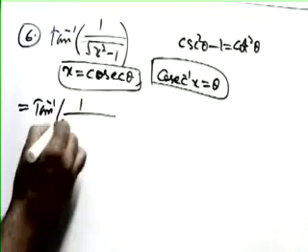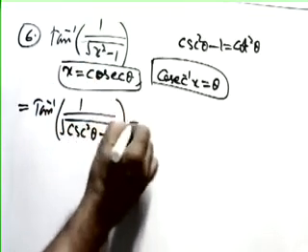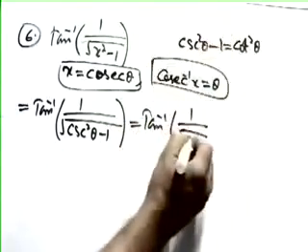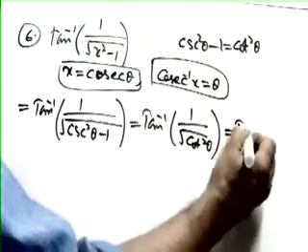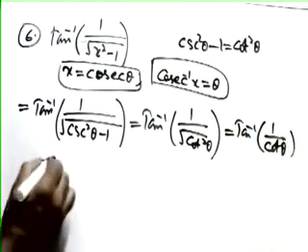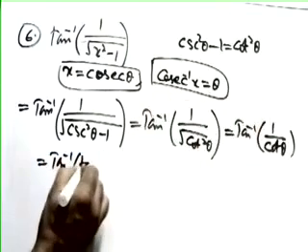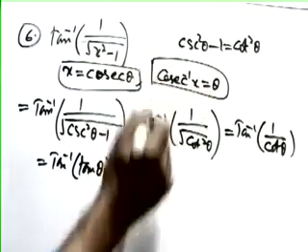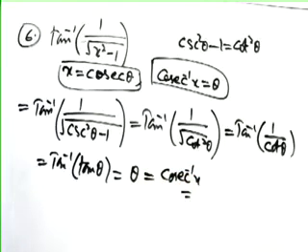So this will become tan inverse 1 by under root of cosec square theta minus 1. Now cosec square theta minus 1 is cot square theta, so the square root will get cancelled. What is left here? Tan inverse 1 by cot theta. 1 by cot is tan theta. So tan inverse will cancel. We are left with theta. Now what is theta here? Theta is nothing but cosec inverse x.